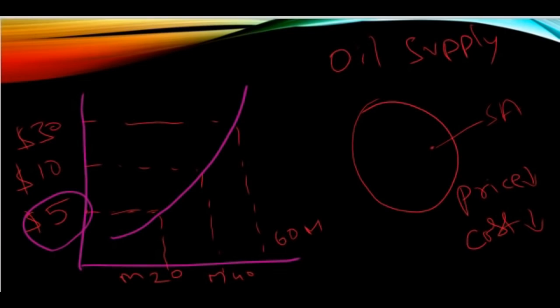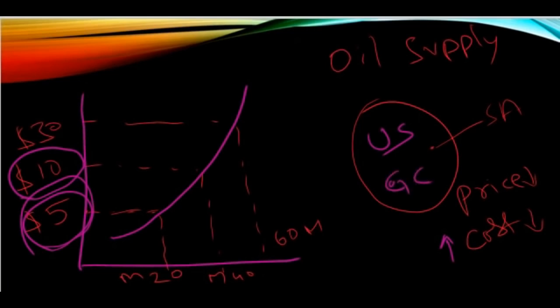But if you take, for example, the US, the cost of producing oil is high because they have to dig deeper to get oil. So they cannot produce and sell oil at $5, but they can when the price increases to $10, because they can make profits at $10. If you take the Gulf of Mexico, the cost of producing is even higher.